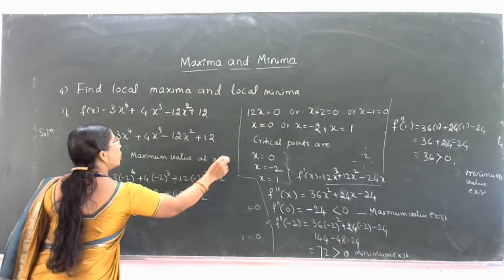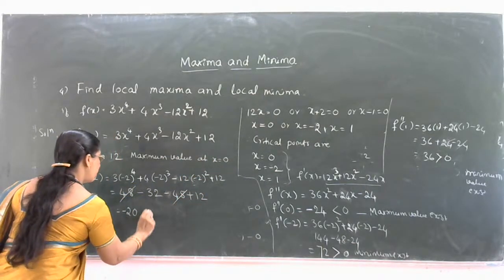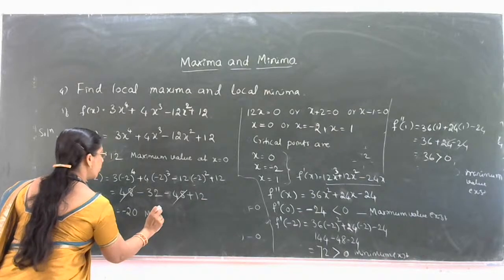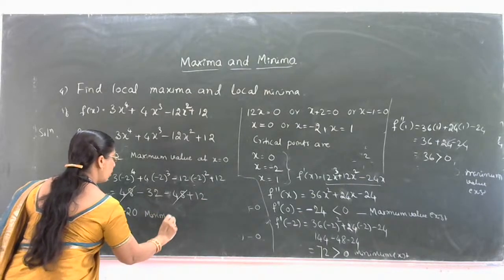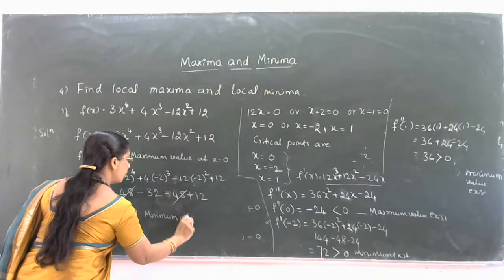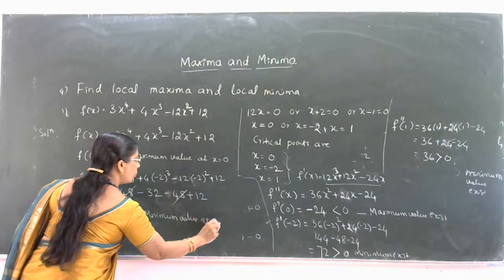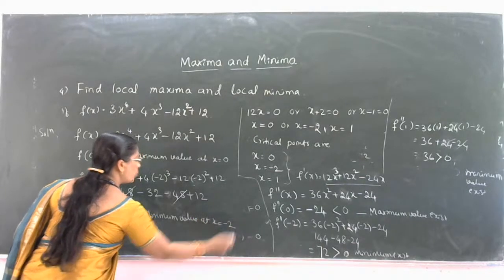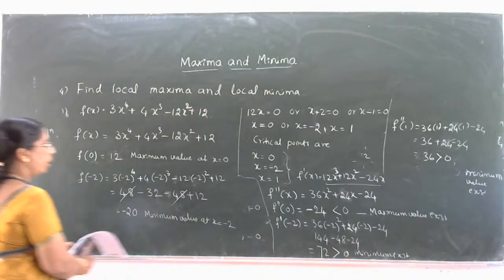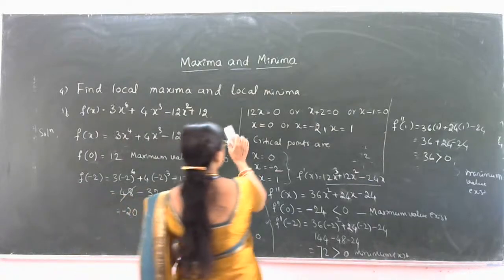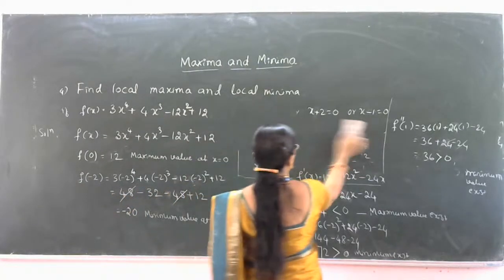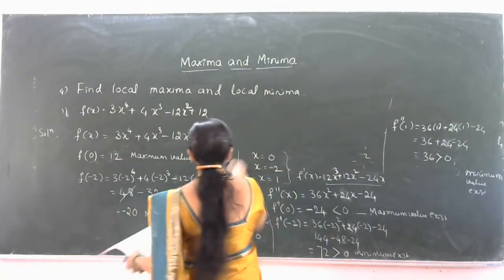At x equal to 0, it's a minimum value at x equal to minus 2. Then x equal to 1.